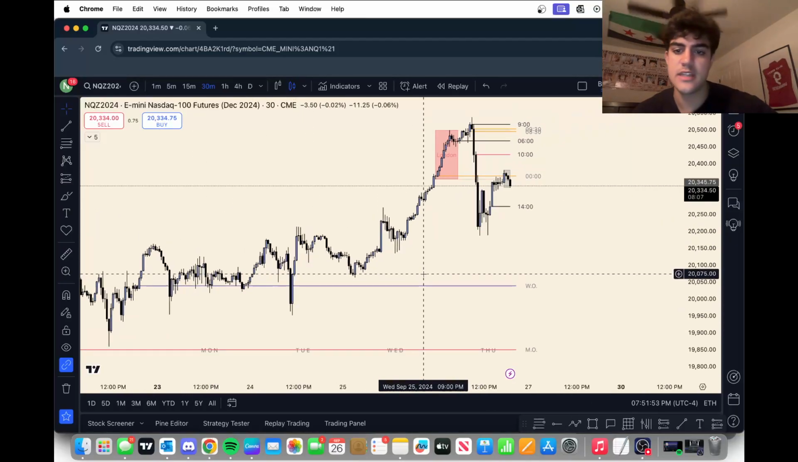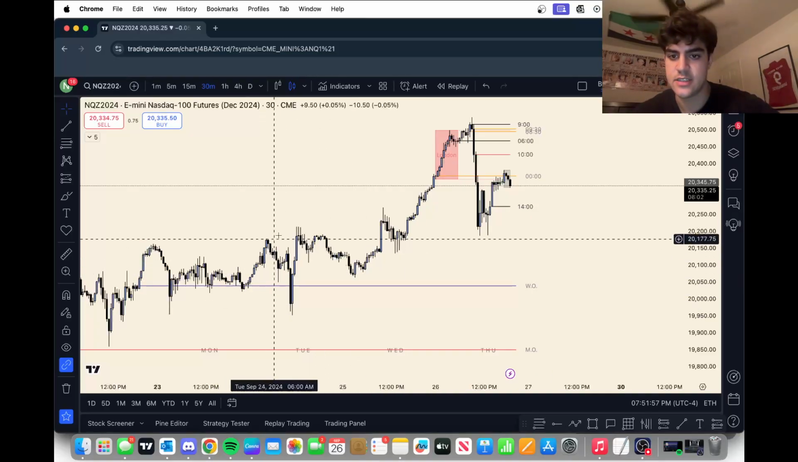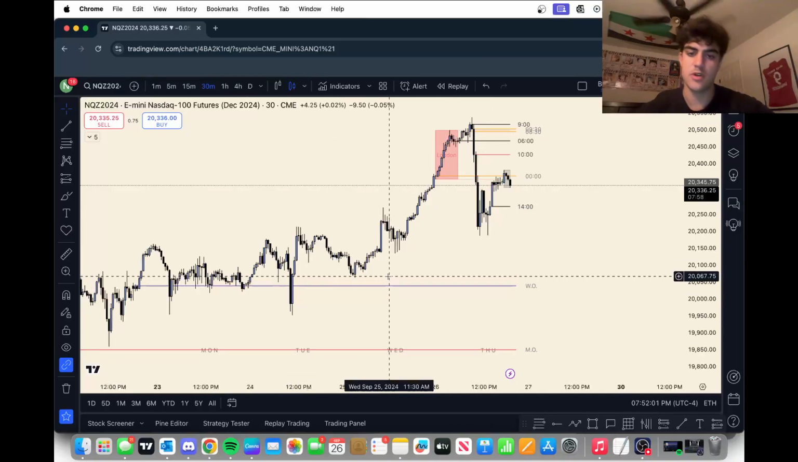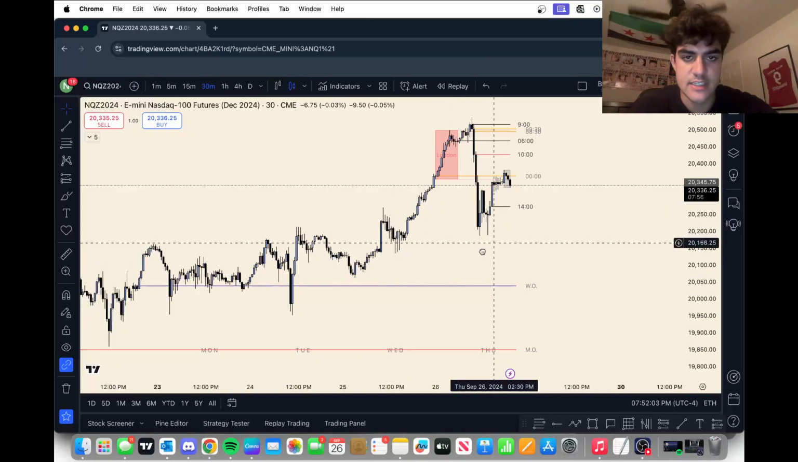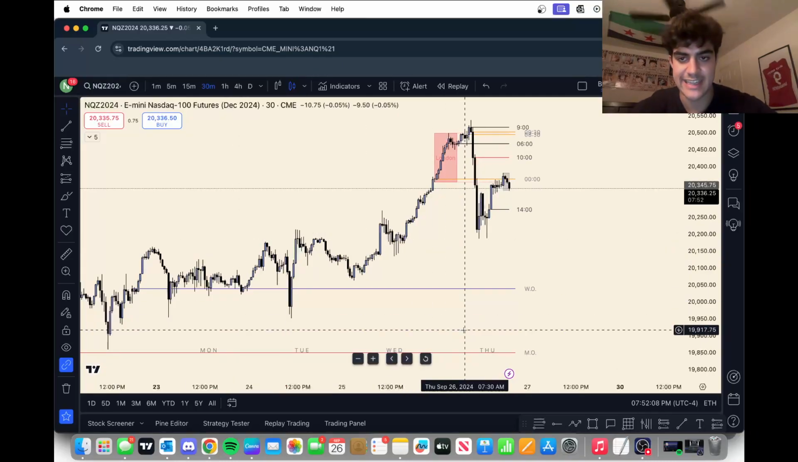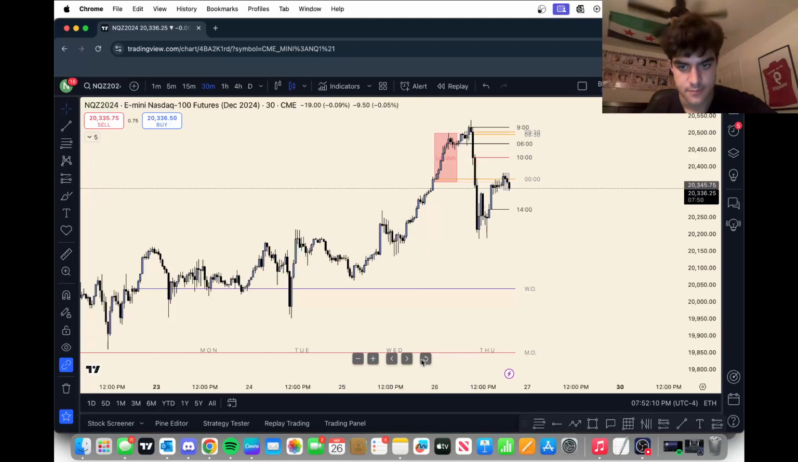The highest probability days where I see this model form, or where it will most likely form, is on a Tuesday or on a Thursday. Yes, it forms pretty much every single day, but is it always going to be the same way to catch? No. You're not going to catch it the same every single day.